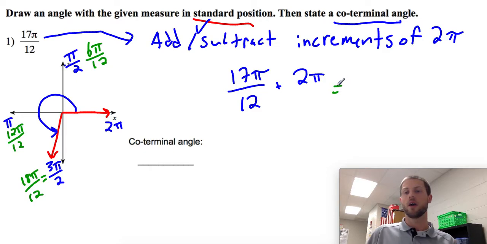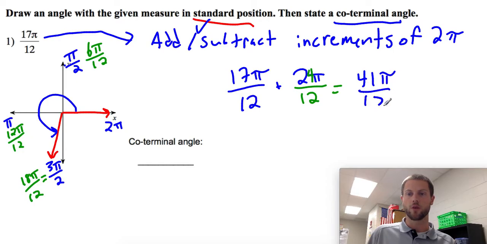And what I'm going to do here is make this, once again, a common denominator. So let's squeeze in a 24 pi over 12. If I add this straight across, I have 17 and 24. I think that's 41 pi over 12. So here's a coterminal angle right here: 41 pi over 12. That's the same thing as going around the full circle for 2 pi radians, and then another 17 pi over 12. So that takes care of addition.